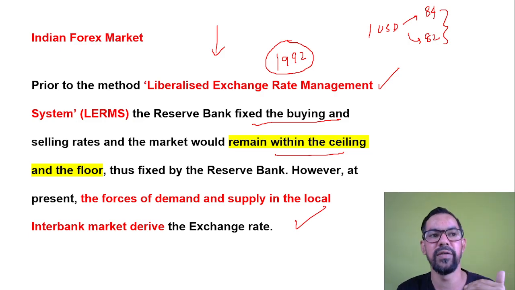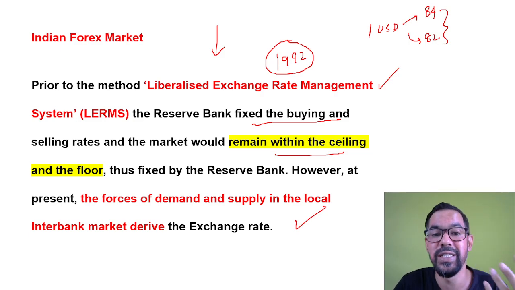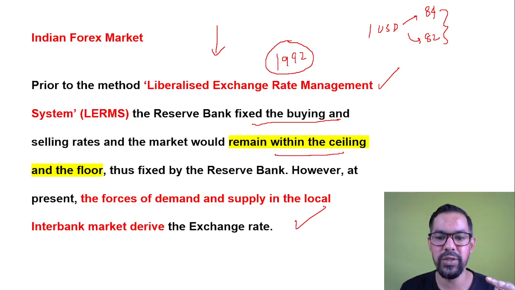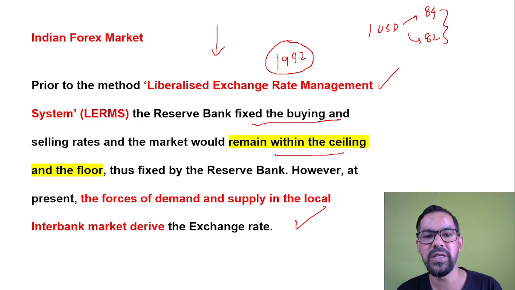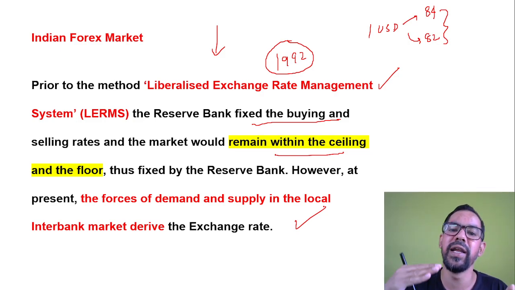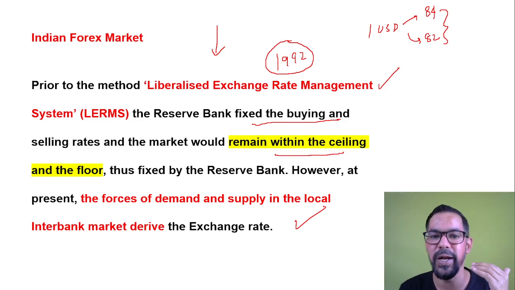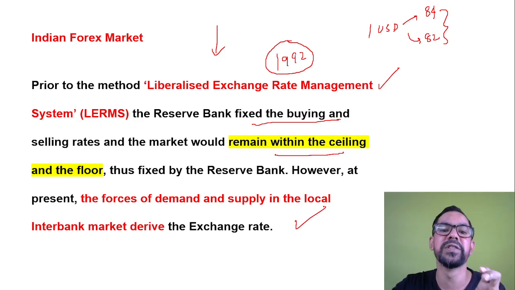So what is demand? Let's say if there is a high demand for the US economy or US dollar, the price of the dollar will go up. And if there is a high demand for European economies or the euro, the price of the euro will go up. This is generally known as market factors. Market factors means demand and supply. If there is a demand for any economy or currency, its price will go up, and if there is a supply of that currency, its price will go down. But prior to this, RBI generally fixed this.